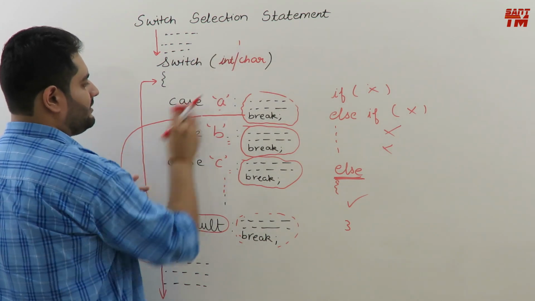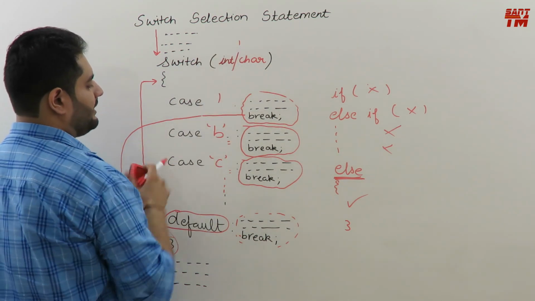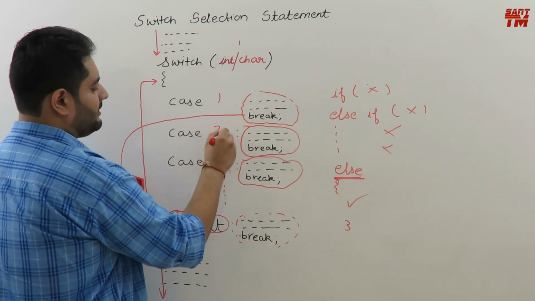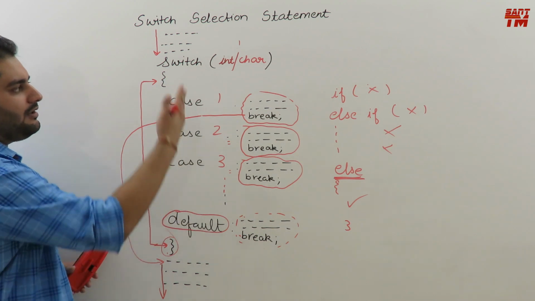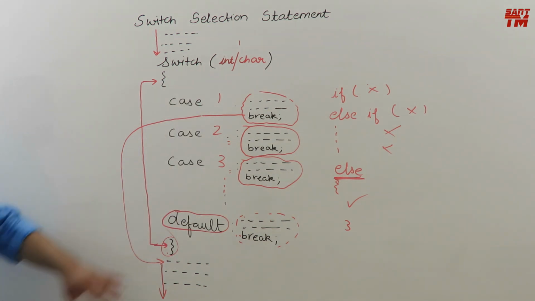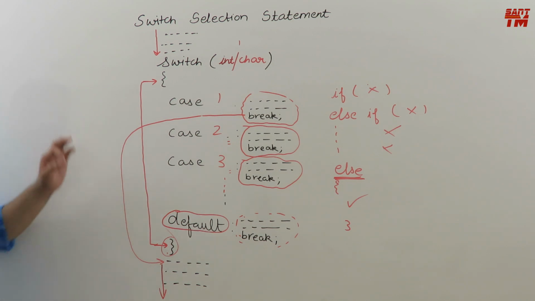If it has an integer, the case label should be integers. If it has a character, the case label should be characters. Float, double, long double cannot come in between, only integer and character. This is the property of switch. I hope that the theoretical concept of the switch statement is clear to you.